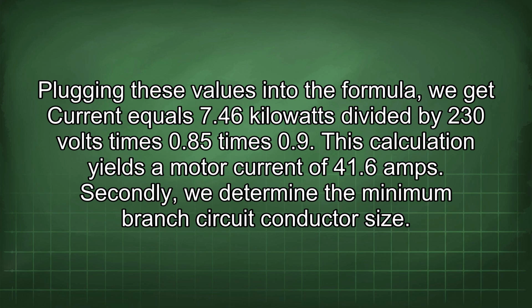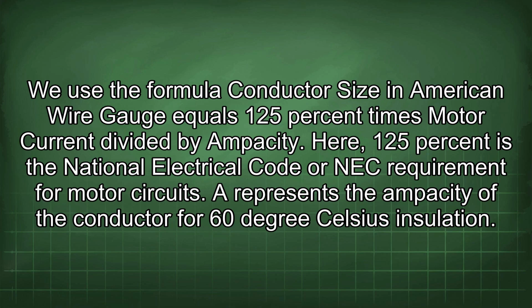Plugging these values into the formula, we get current equals 7.46 kilowatts divided by 230 volts times 0.85 times 0.9. This calculation yields a motor current of 41.6 amps. Secondly, we determine the minimum branch circuit conductor size. We use the formula conductor size in American wire gauge equals 125% times motor current divided by ampacity.